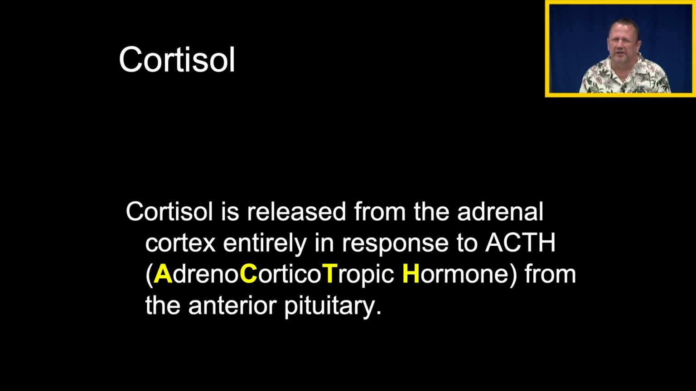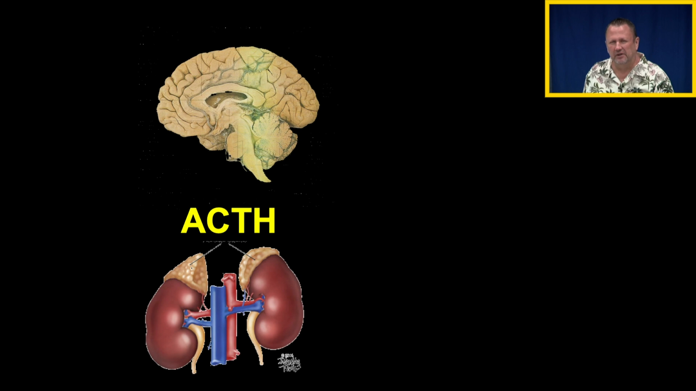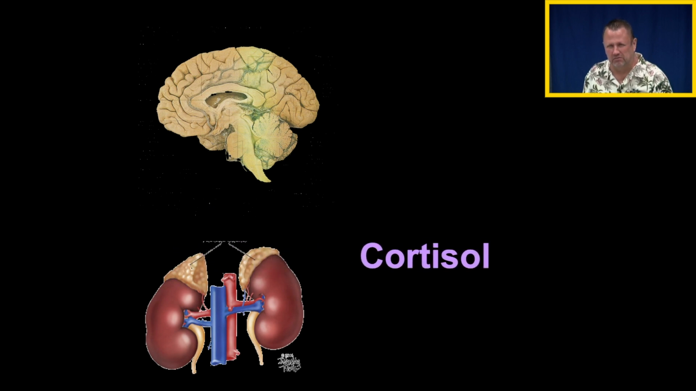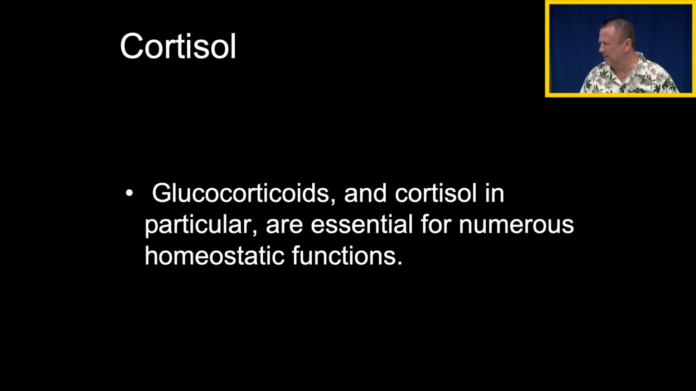All right, so cortisol is released from the adrenal cortex entirely in response to adrenocorticotropic hormone, which comes from the anterior pituitary. So when we're talking about the anterior pituitary keeping us in front of the growth curve and secreting tropic hormones, here is one of them, adrenocorticotropic hormone, ACTH. All right, so ACTH signals the adrenal cortex to release cortisol. So glucocorticoids are produced in the zona fasciculata of the adrenal cortex, and glucocorticoid receptors are found in the cytoplasm and the surfaces of all sorts of cells. And I think we talked about that.